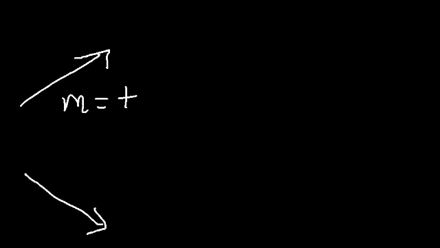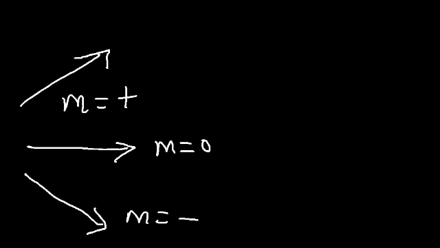Whenever you have a line going up, the slope is positive. Whenever the line is going down, the slope is negative. If you have a horizontal line, the slope is 0. And for vertical lines, the slope is 1 over 0, or undefined. It could be 2 over 0, 3 over 0, it's still undefined.